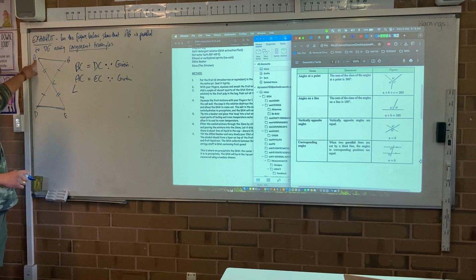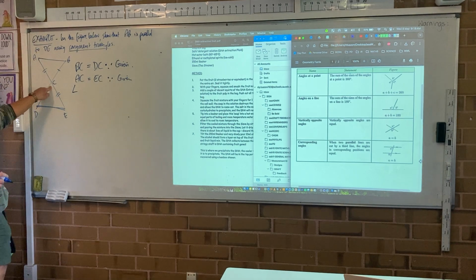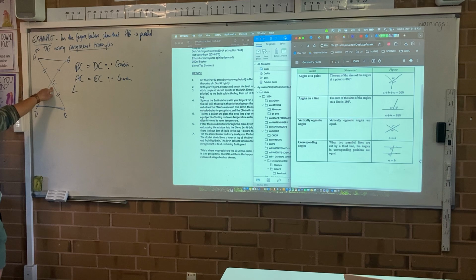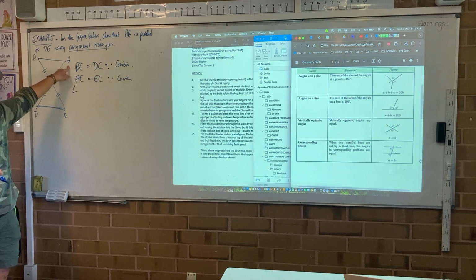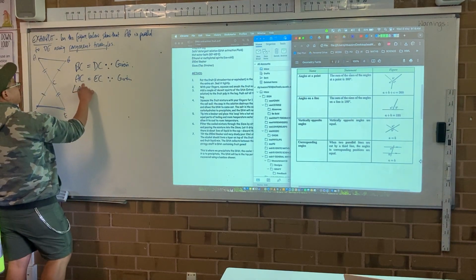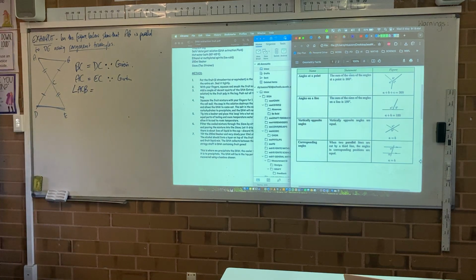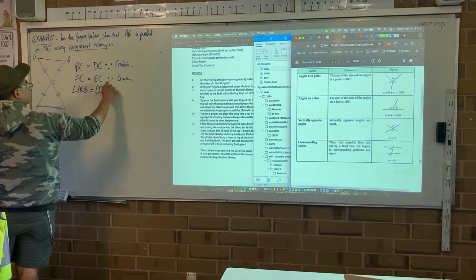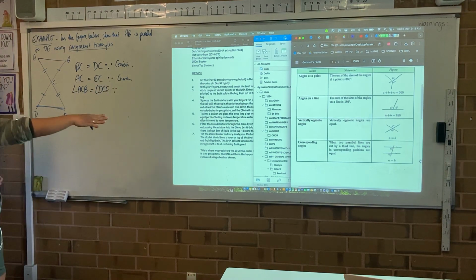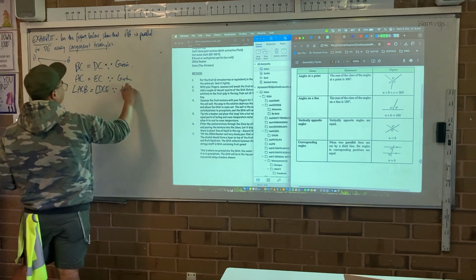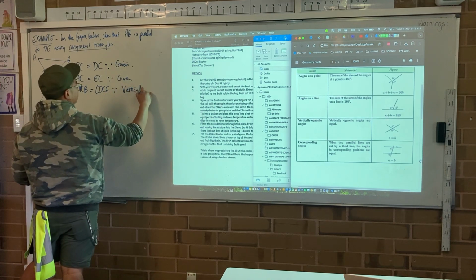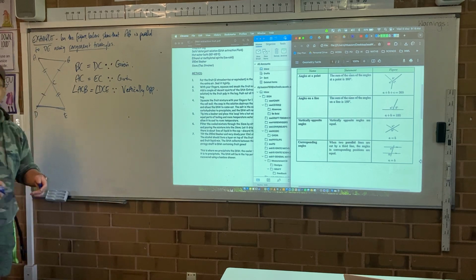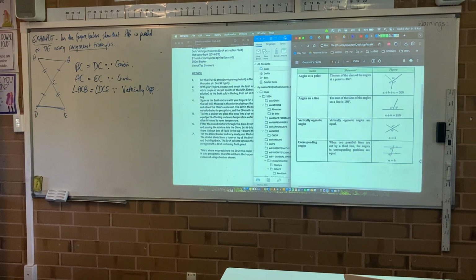I name it with the point in the middle of the letters, and then the last letter there. So angle ACB is equal to, how do I say the same angle in the bottom triangle? Angle DCE, because of what? Vertically opposite. Good. I'll just shorten that there. Have I proven the 3 things that I need to prove side, angle, side?